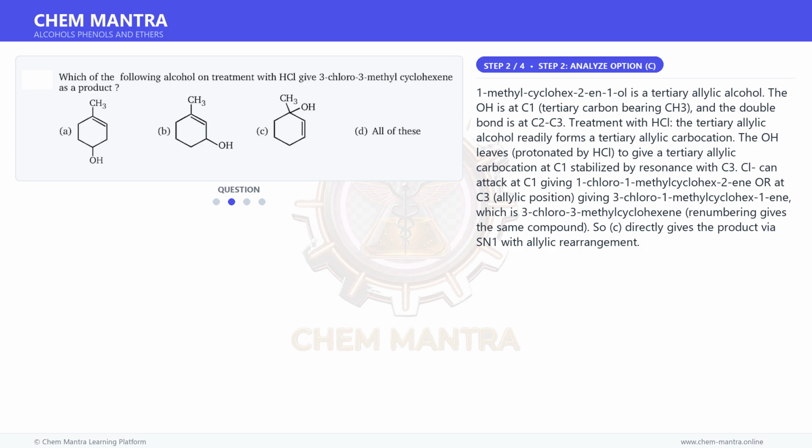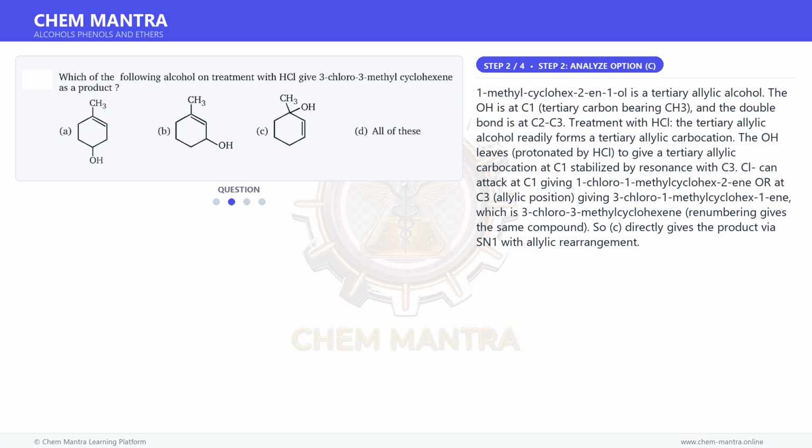1-methylcyclohex-2-en-1-ol is a tertiary allylic alcohol. The OH is at C1, a tertiary carbon bearing CH3, and the double bond is at C2, C3. Treatment with HCl, the tertiary allylic alcohol readily forms a tertiary allylic carbocation. The OH leaves, protonated by HCl, to give a tertiary allylic carbocation at C1 stabilized by resonance with C3.